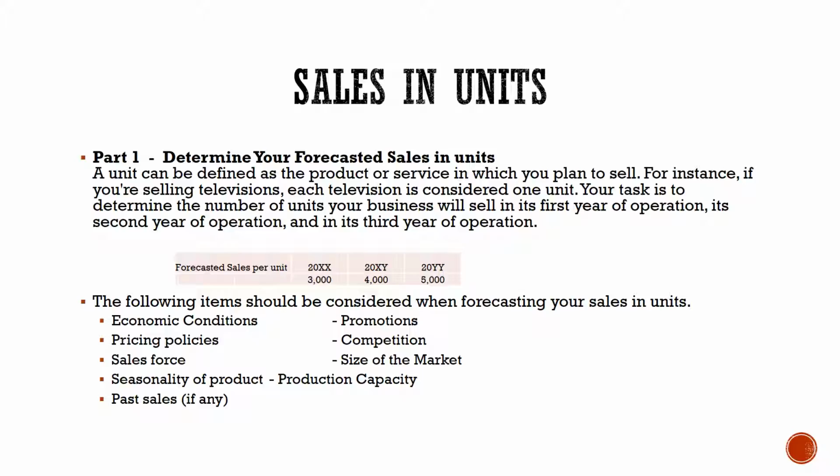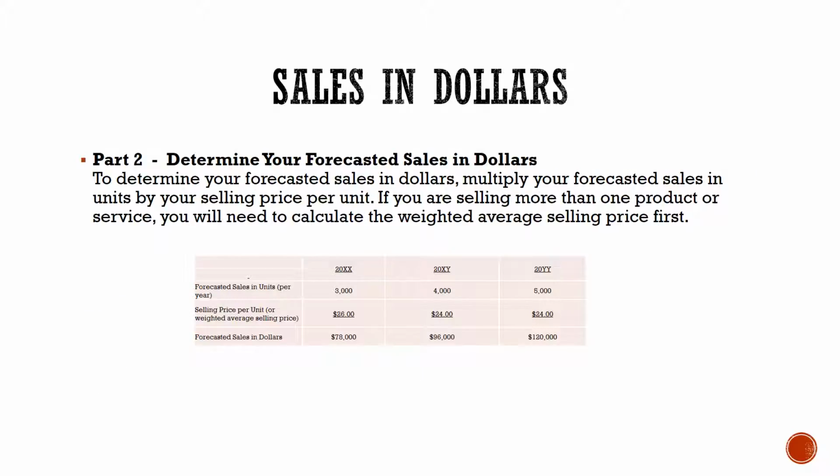Now, if you are making a branch of an existing company, you can maybe take a certain percentage of that company and say, well, we predict, based on what another branch might have done, that they sold 10% of this branch, or 50%, or whatever. Also consider promotions that you might be running, the competition, the size of the market, and the production capacity.